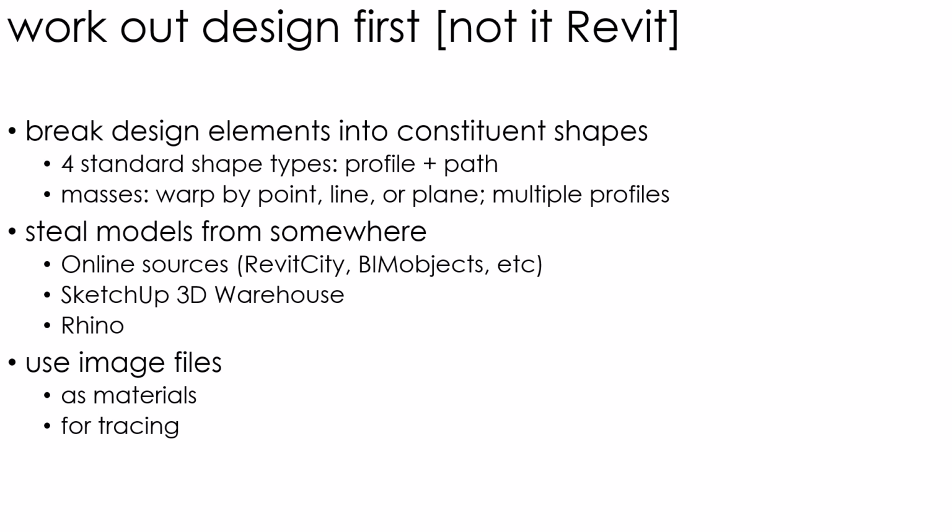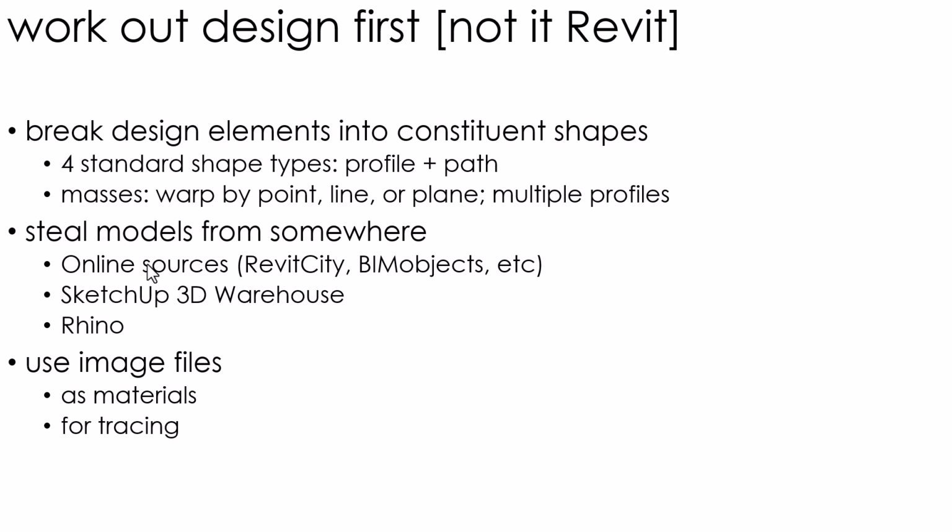There's an extrusion, a blend, a revolve, a sweep. Oh, I guess there's five, a swept blend also. And then there are also masses, which are great for warped objects. By those, you can move points, lines, or planes, and you can get multiple profiles. So they allow you to do some more highly irregular objects. And if you can't find them in other programs, those are great. That's your options, basically, within Revit.